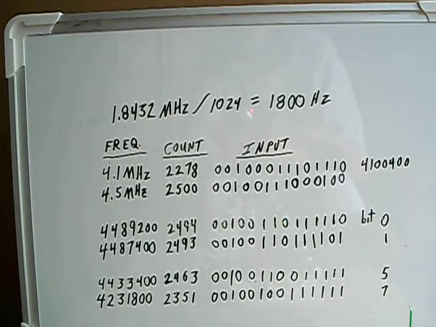The 4.1 megahertz divided by 1800 hertz gives a count of 2278, and the input is the binary input. The phase lock loop chip has a 14-bit divider input to provide the selected frequency. The 4.5 megahertz divided by 1800 has a count of 2500, and the input is the binary, again, that binary number that's on the input of the chip.